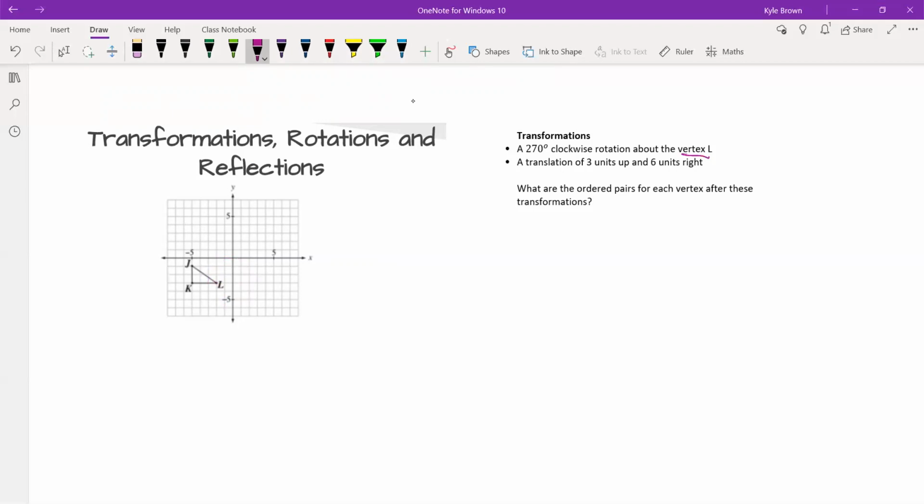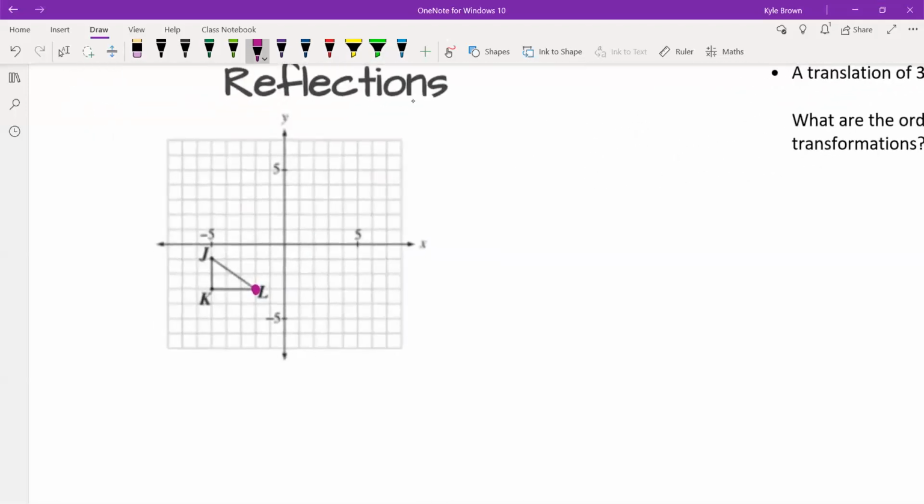And then we're going to translate the thing 3 units up and 6 units right. So the rotation, I think, is the hard part of this. So let's do that first. And then we're going to draw a little triangle. And then we're going to move that triangle to where it needs to go. So in order to do this, I'm going to focus on this point right here. And then I'm going to figure out where to put this line, I think, right?